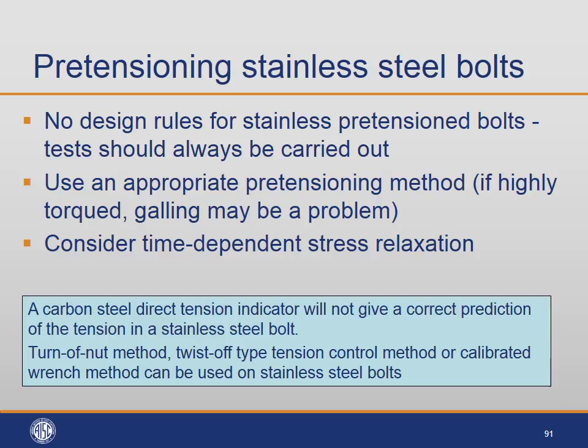Another issue that needs to be considered for the use of pre-tension stainless bolts is the issue of time-dependent stress relaxation, which does happen to a certain extent for the austenitic and duplex families. When it comes to the methods, you should bear in mind that a carbon steel DTI won't give a correct prediction of the tension in a stainless bolt. But the other methods that you would be familiar with for pre-tensioning, like the turn of the nut method, would be able to be used on stainless steel bolts.